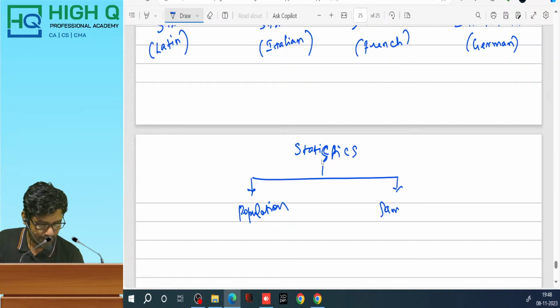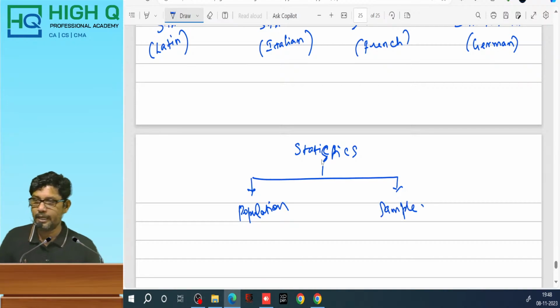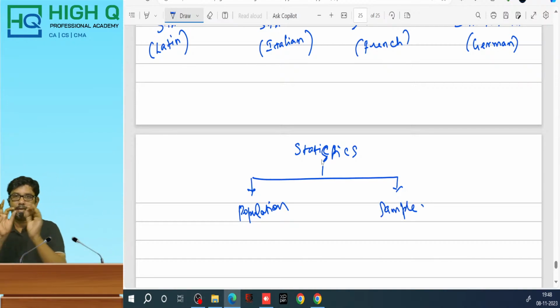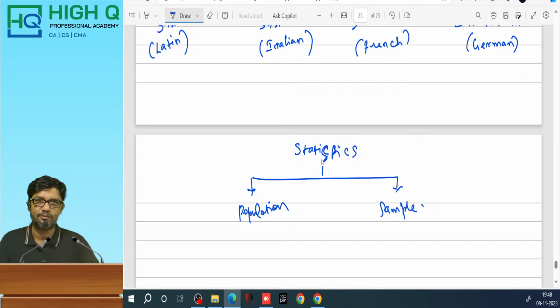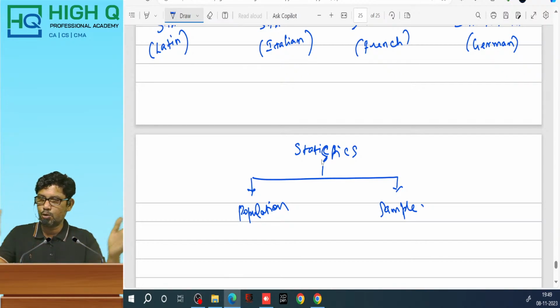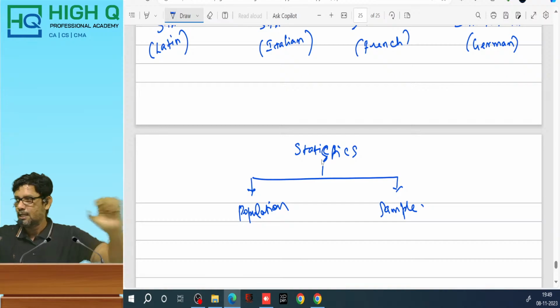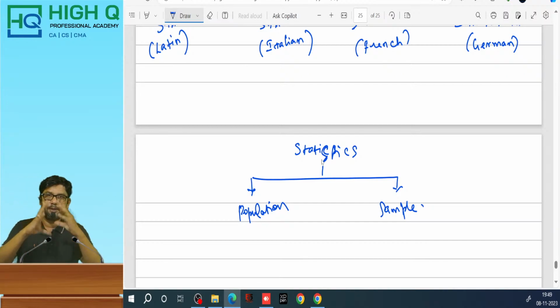The other one is sample. It's very important. It deals with two things. One is what? Population, my dear. This is last-minute revision kind of notes, so only some important core points will be discussed. Statistics is divided into two parts. One is population. The other one is sample. What is the difference between population and sample?